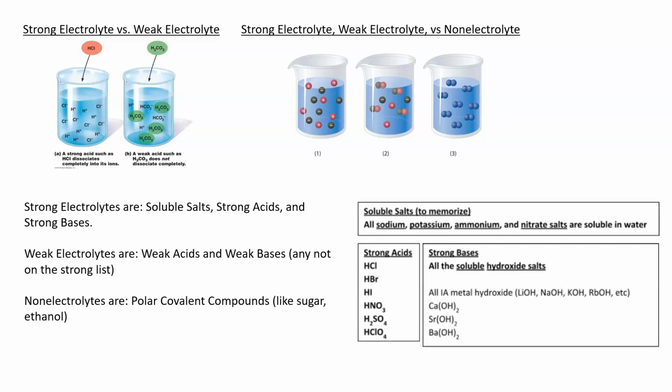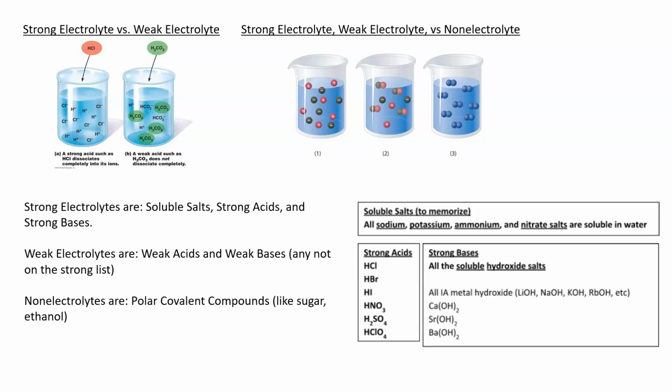Here are some things you want to put to memory. On the AP exam, this is what you will be expected to remember and to know as far as what dissolves, what dissociates. Your soluble salts, and by the way, when we say salt, we mean an ionic compound that is not an acid or a base. So it's an ionic compound.